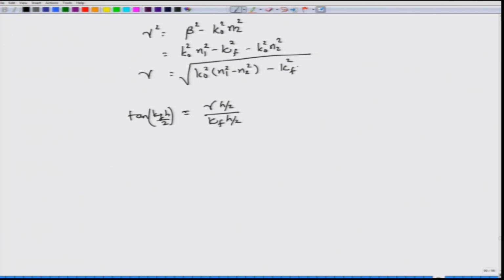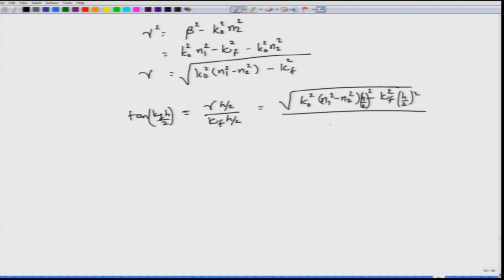You can even do that by writing this h by 2 into the square root operation for gamma, because gamma is, as we have seen from the above equation, the square root of k0 square n1 square minus n2 square minus kappa f square. So, when you take h by 2 inside the square root, this becomes h by 2 square, and then the denominator is essentially kappa f h by 2. So, what you have is a solution in which I can treat kappa f h by 2 as the independent variable, because the equation that we have written essentially depends on kappa f h by 2. Okay.